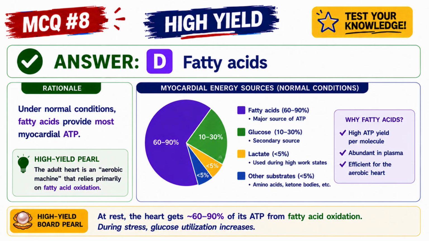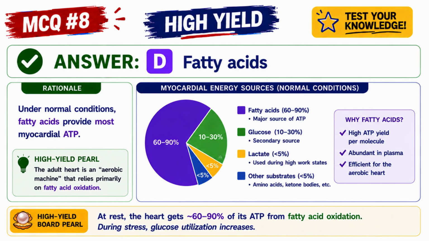Under normal fasting conditions, fatty acids provide approximately 60 to 70% of myocardial ATP. The heart oxidizes fatty acids through beta oxidation, generating acetyl-CoA, which enters the Krebs cycle, producing large amounts of ATP through oxidative phosphorylation. The heart is extraordinarily efficient at extracting ATP from fat, which makes sense. Fat provides more ATP per gram than any other substrate.